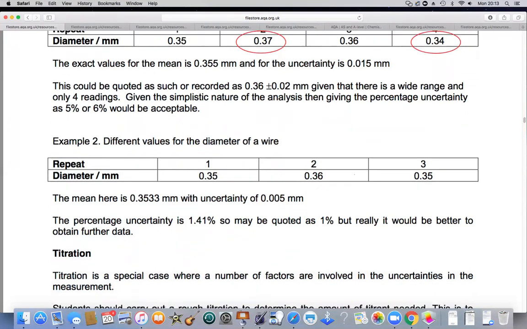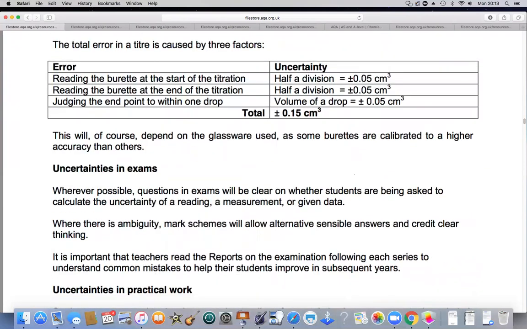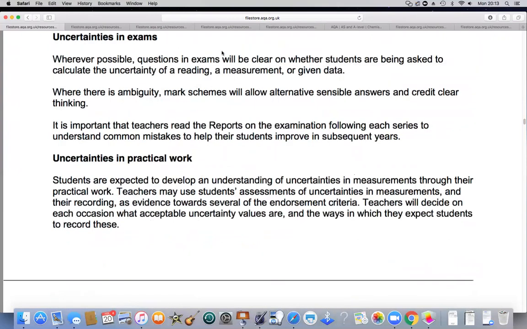I don't think you have to get too bogged down with this, because it actually tells you here in the uncertainty exams bit: where possible, questions in the exams will be clear on whether students are being asked to calculate the uncertainty of a reading or a measurement or given data. Where there is ambiguity, mark schemes will allow alternative sensible answers and credit clear thinking. So if you demonstrate a sensible understanding of what uncertainty is based upon the work that we've done, you shouldn't really have anything to worry about at all. I can see how I confused things by mentioning in the presentation it was an average. It wasn't meant to be. So hopefully that's cleared that up.